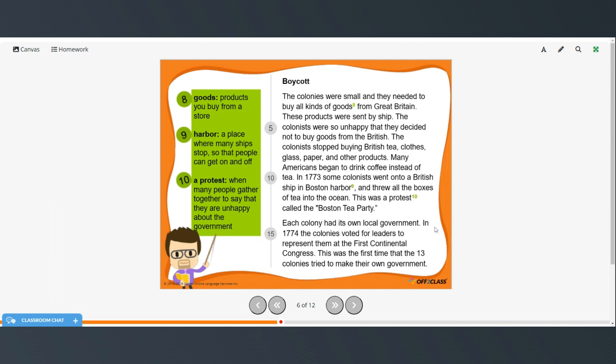Each colony had its own local government. In 1774, the colonies voted for leaders to represent them at the First Continental Congress. This was the first time that the 13 colonies tried to make their own government.